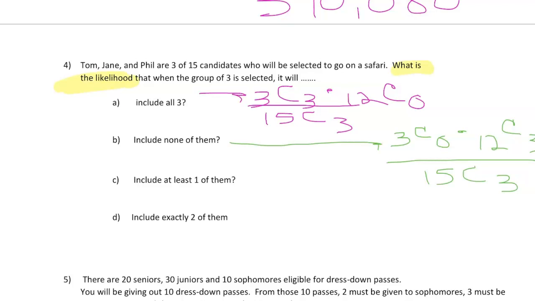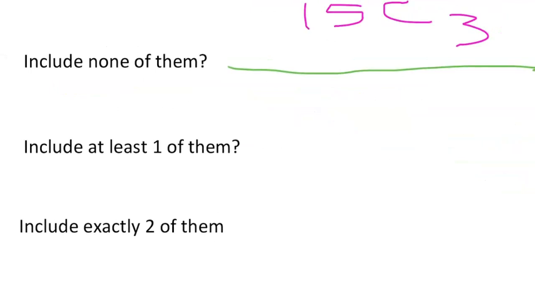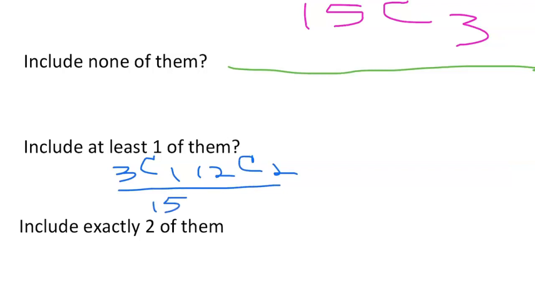Okay, include at least one of them. So that's something to think about. At least one means it could include 1, it could include 2, it could include 3. So I'm going to make this a little bigger. If it's going to include one of them from my group of Tom, Jane, and Phil, let me change the color so it looks different. It's going to be 3 choose 1, and then my other group is 12 choose 2, all over 15 choose 3. So that's if it includes one of them.